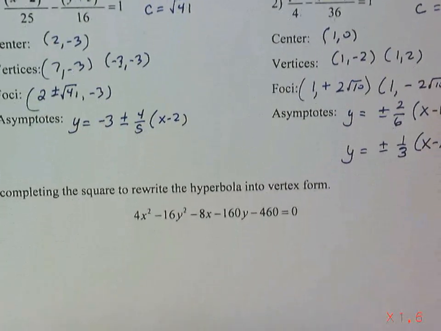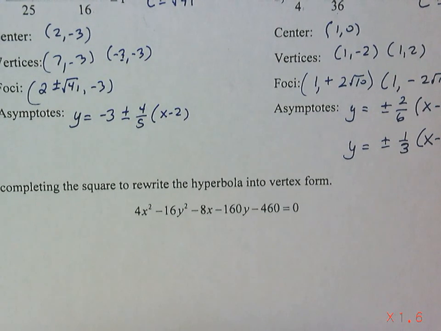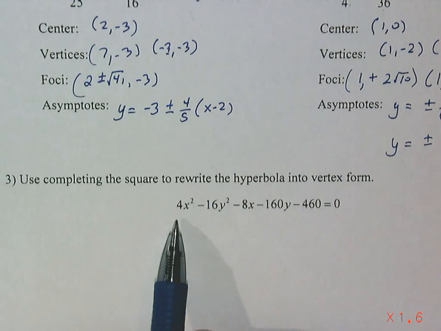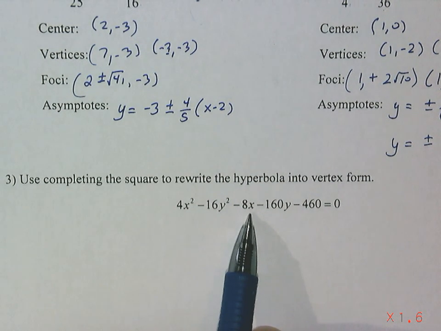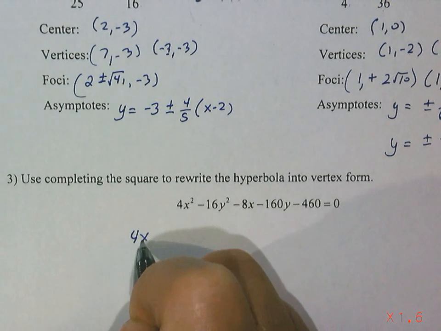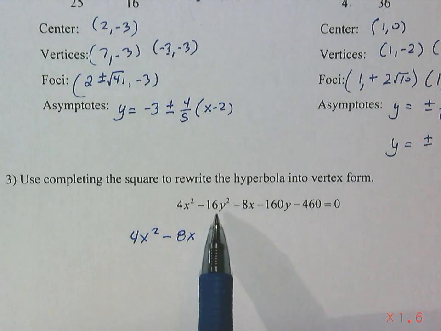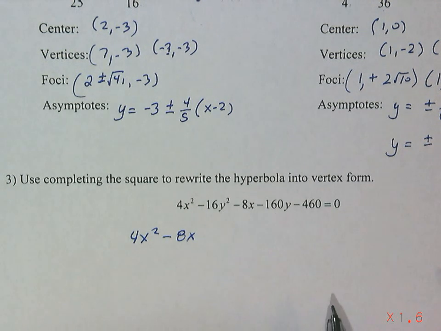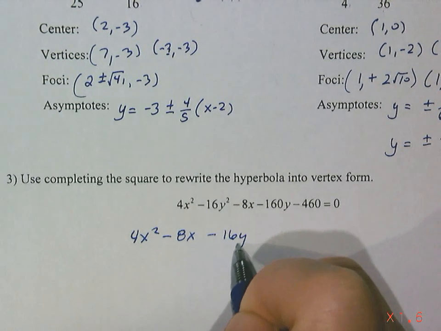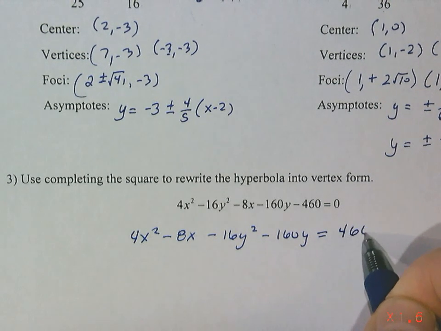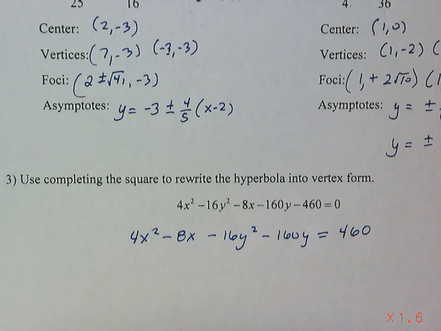Now I'll show you a completing the square. And this is just as simple as ellipse. The only thing you have to be wary of is that you have a minus sign here. So I'm going to put the x squareds together. So I have 4x squared and a negative 8x. I want to put all the x's together. 4x squared minus 8x. I'm going to put the y's together. Negative 16y squared minus 160y. I'm going to put 460 on the other side.